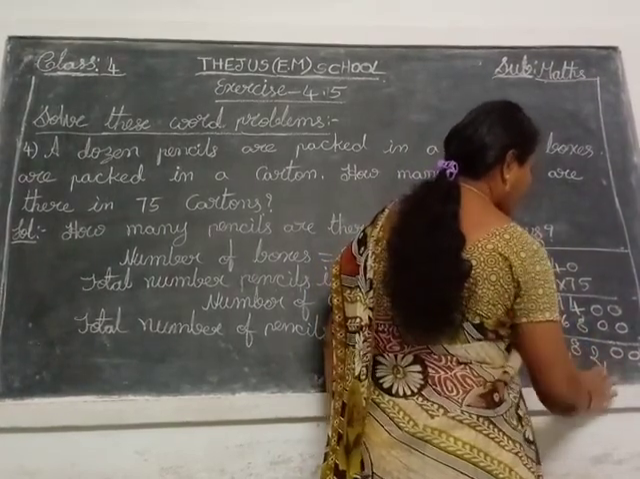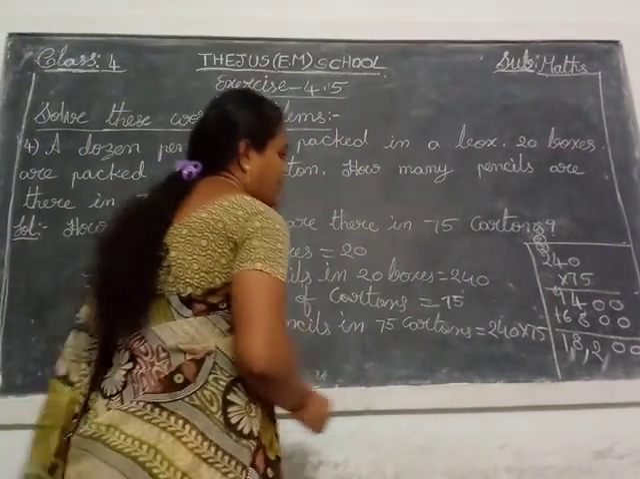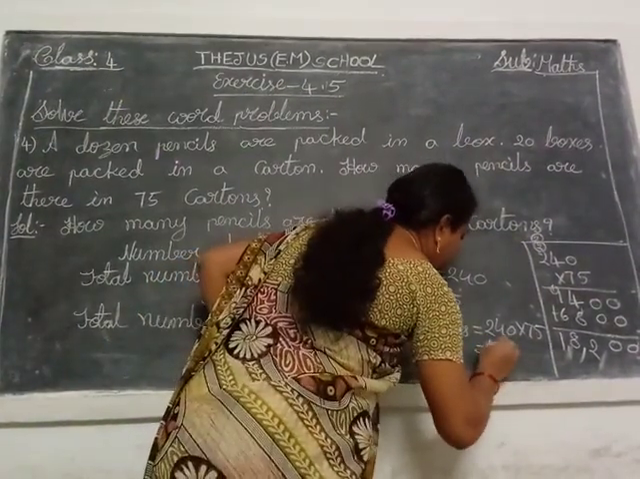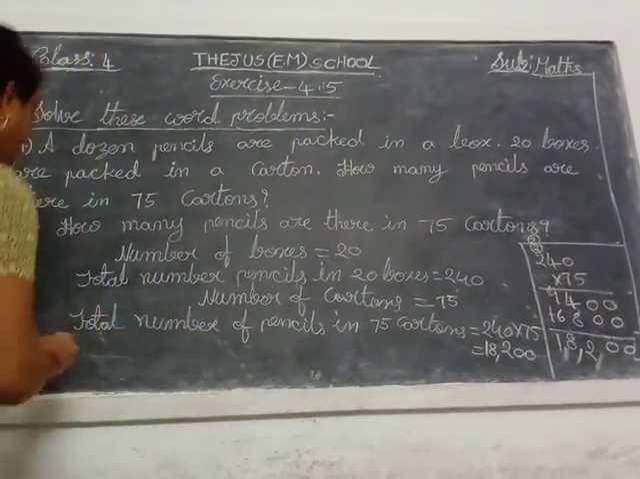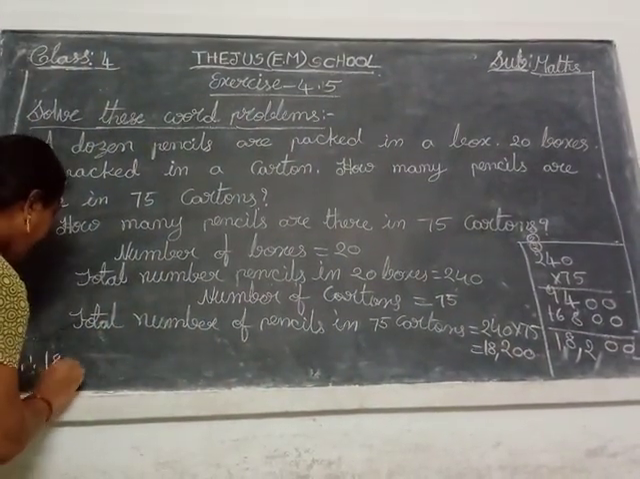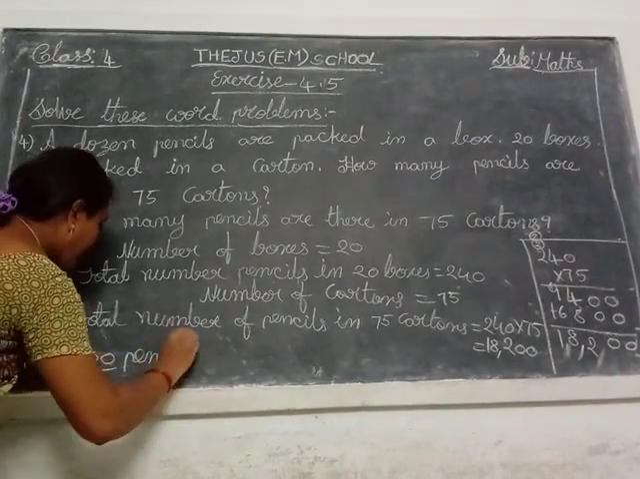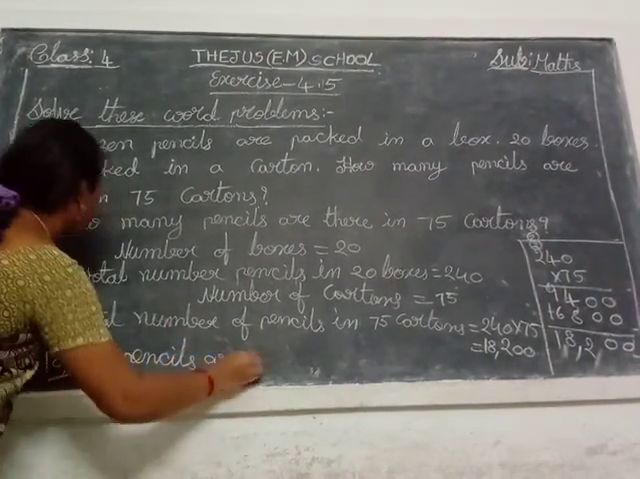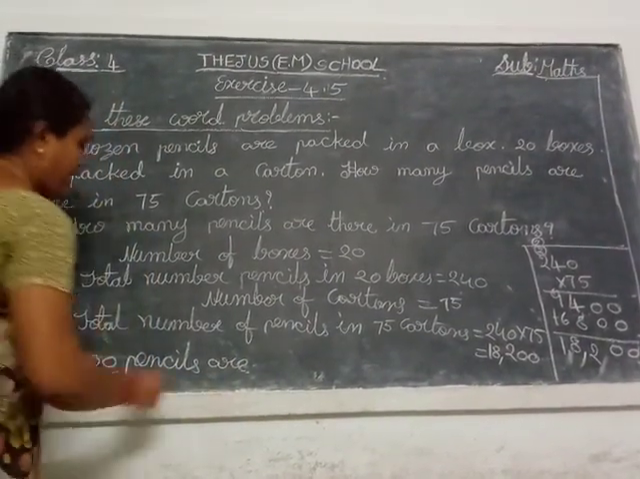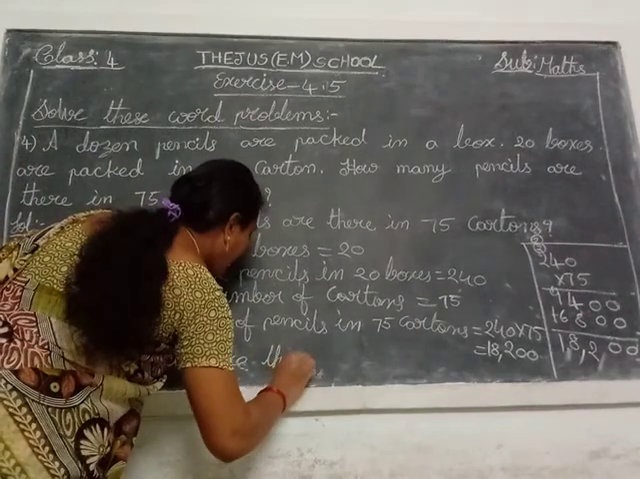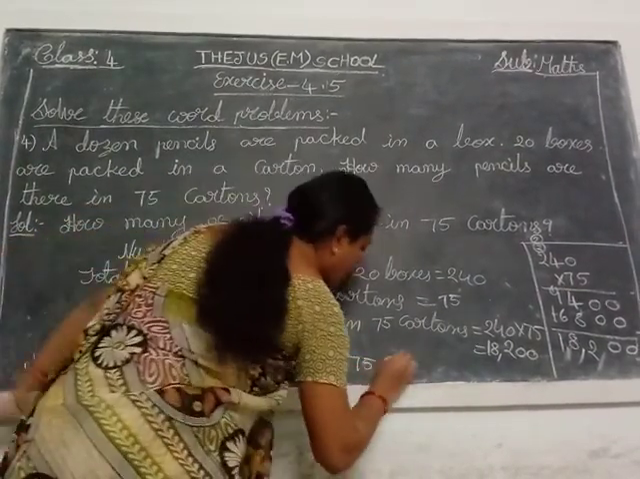So the answer is 18,000. 18,000 pencils are there in 75 cartons.